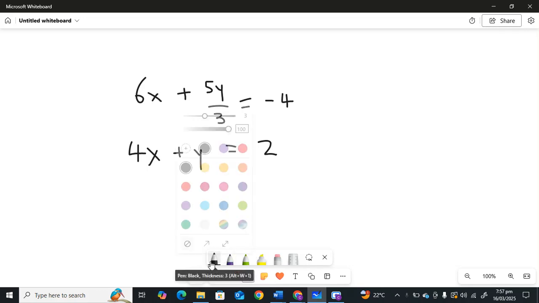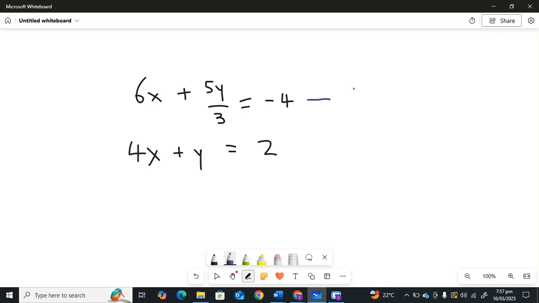These are simultaneous equations. There are three methods of solving simultaneous equations: the elimination method, the substitution method, and the graphical method. For this question, I'm going to show you using the substitution method. So we have equation one here. Always label your equations. This is equation one, this is equation two.